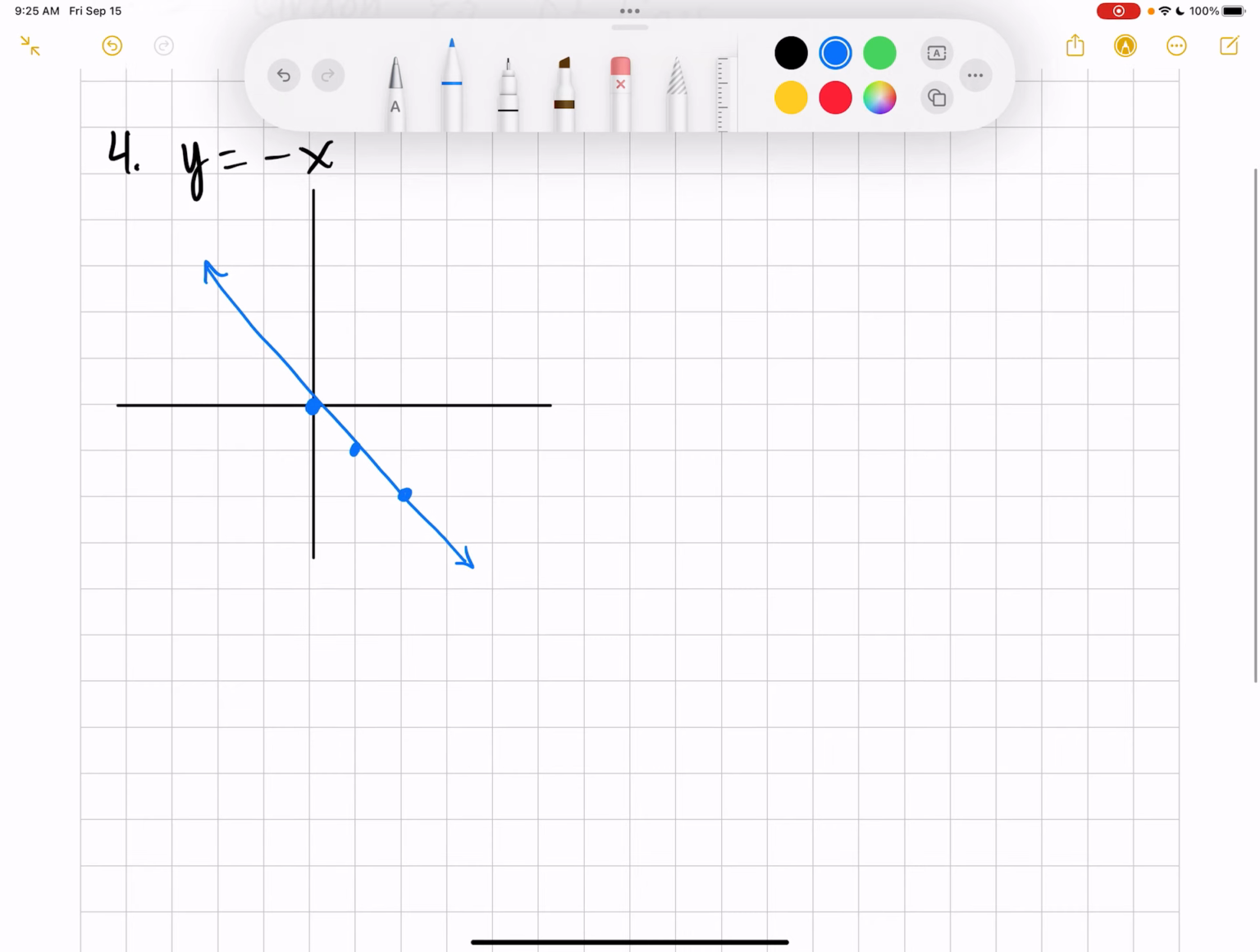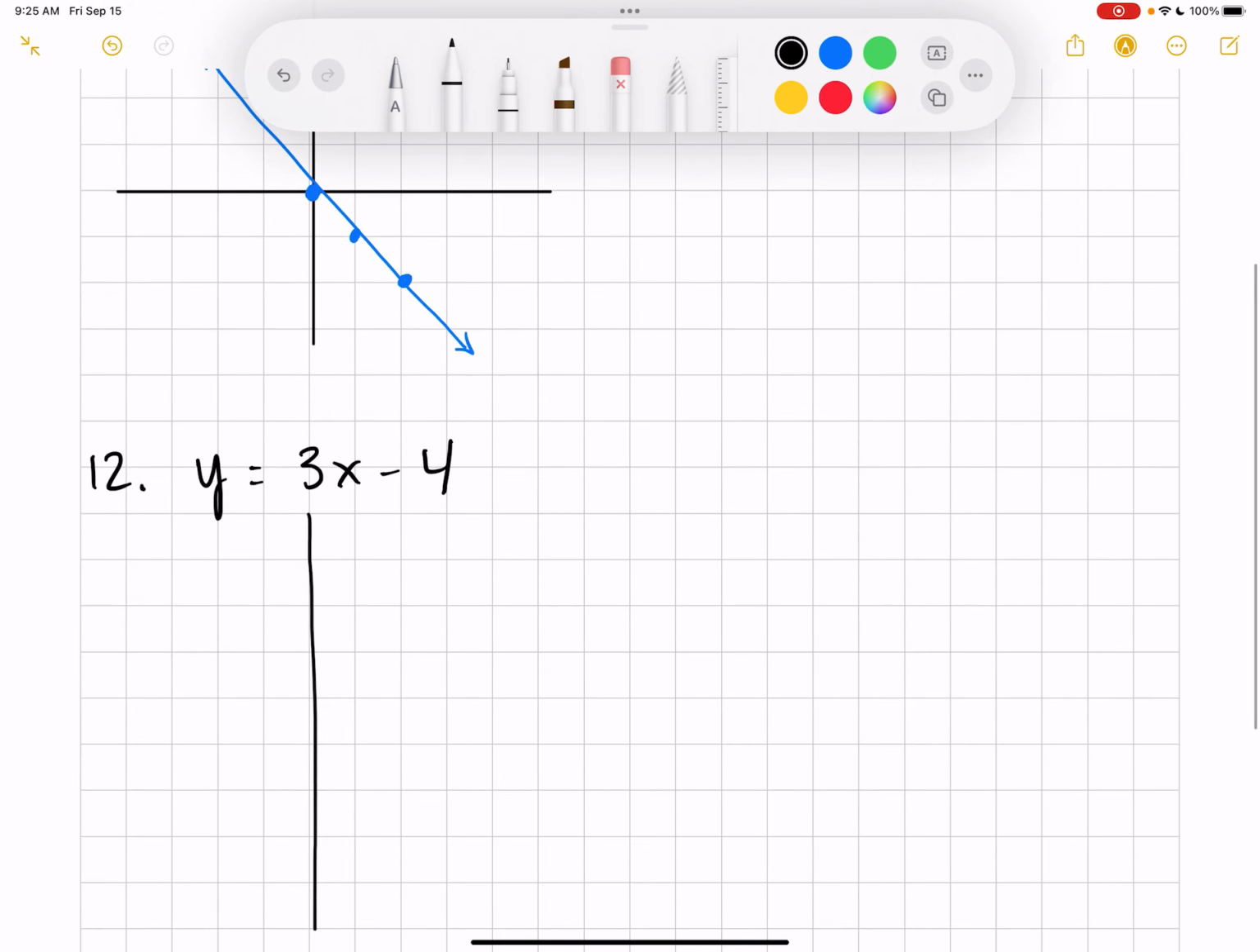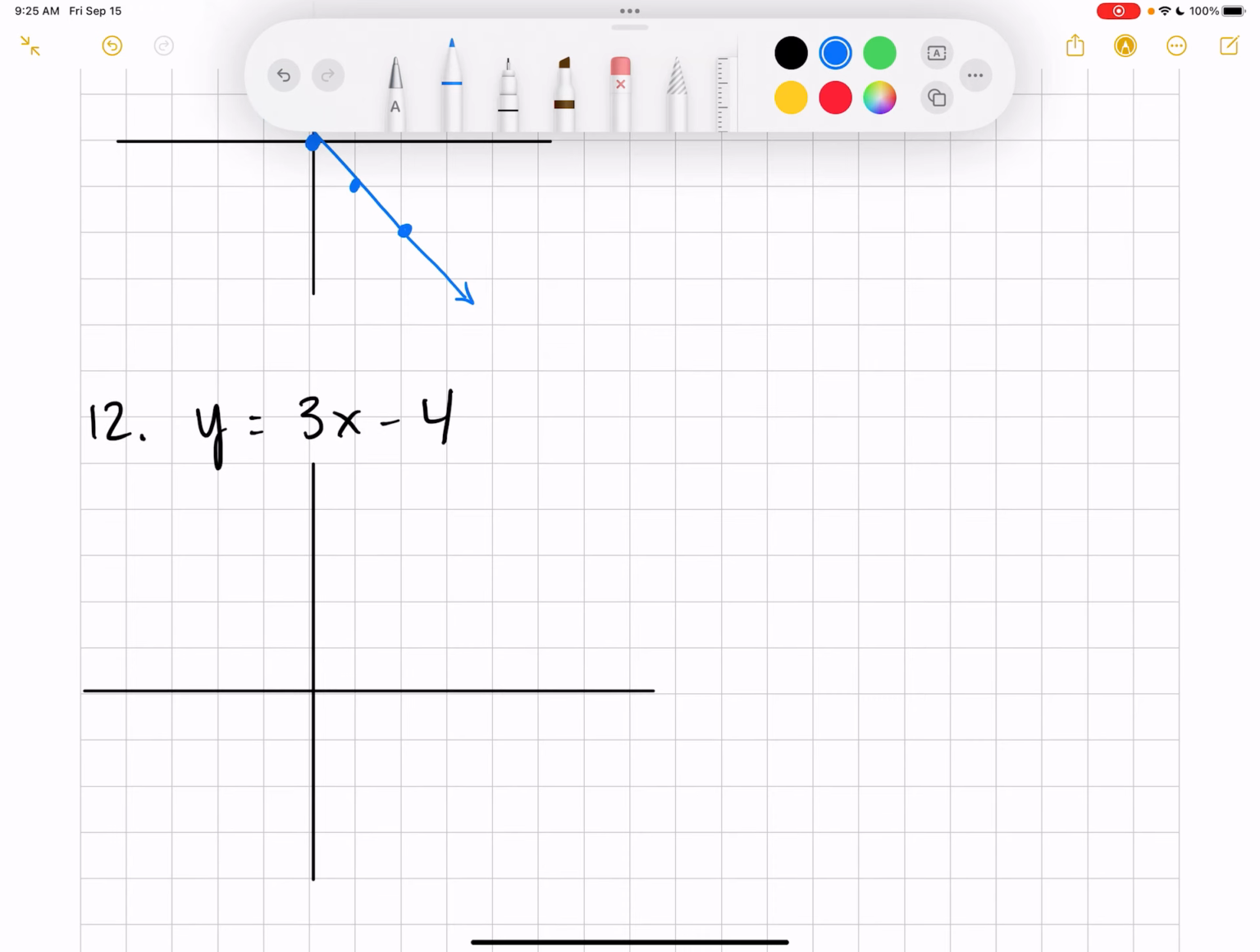12. y equals 3x minus 4. All right, what about this one? Y-intercept is negative 4. Yep. And what about my slope? 3 to the right. Up 3, right 1. And connect the dots.